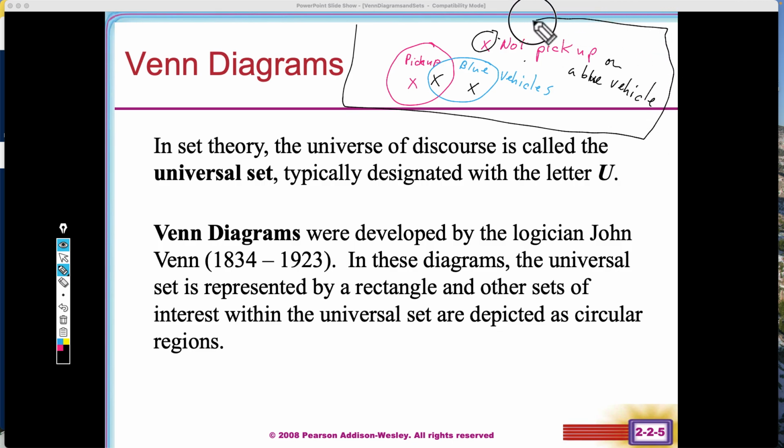Oftentimes we'll use a rectangle to represent everything. This is called the universal set. It's everything that we're talking about. These circles designate smaller sets within the larger set. We'll talk more formally about that, but that's all the method is. You're either in or you're out. And again, we're going to work through some examples together. Hopefully it becomes fairly clear what we're doing and the different uses for Venn diagrams.